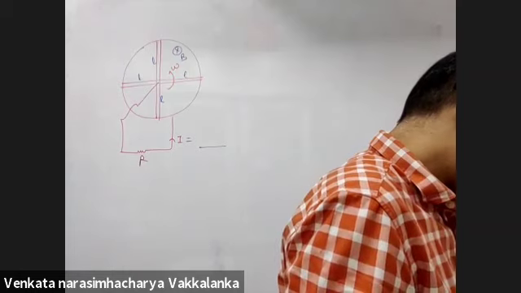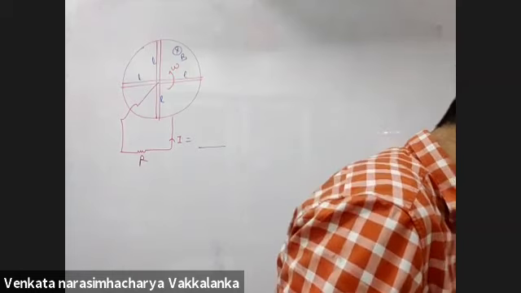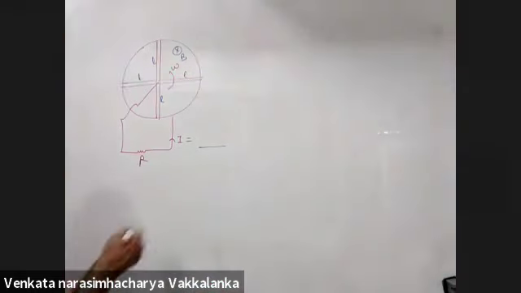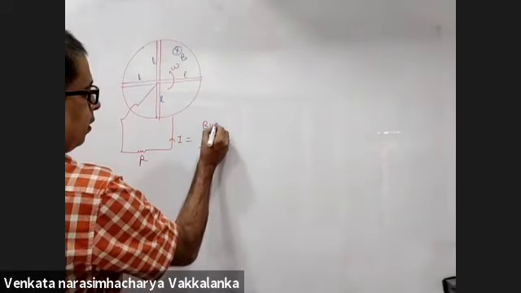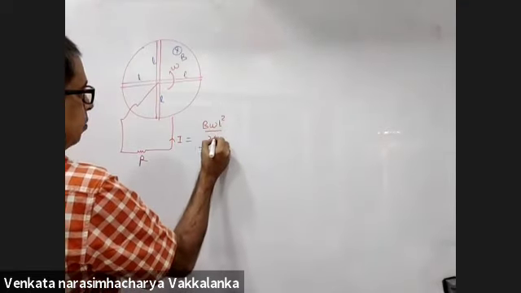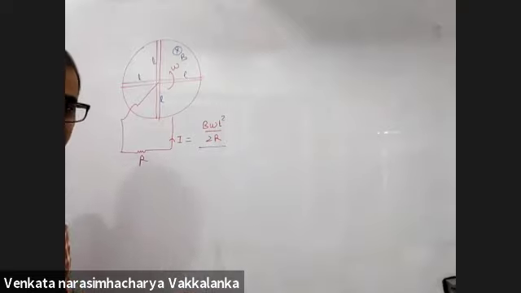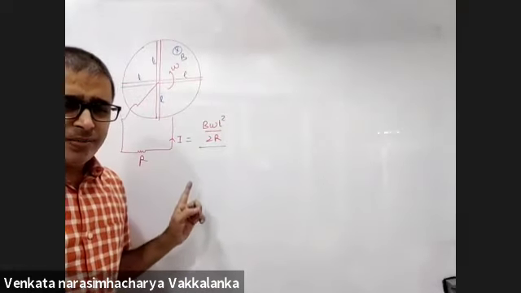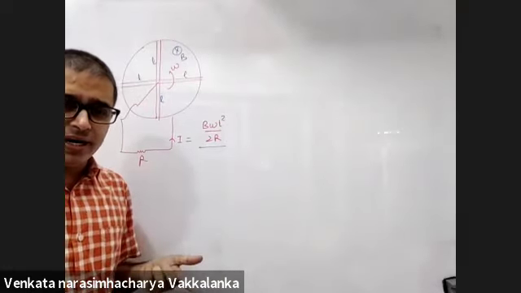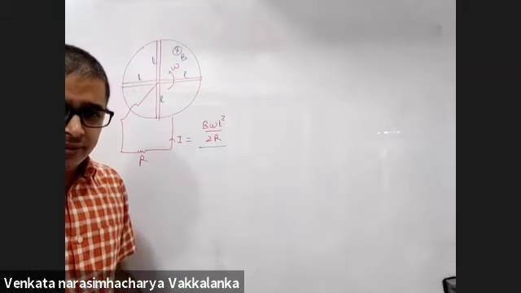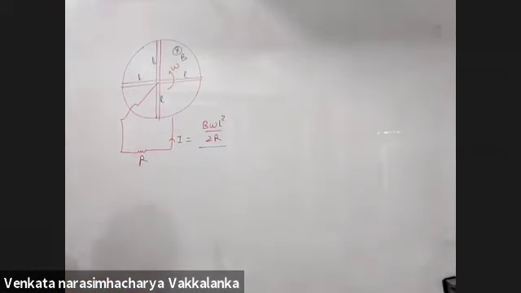So B omega L square by 2R. They're playing a cheap trick here. One battery or 4 batteries in parallel mean the same.